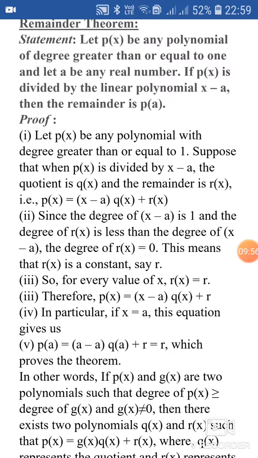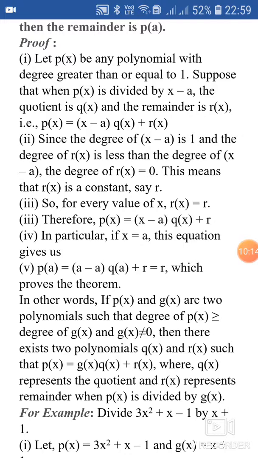If p(x) is divided by the linear polynomial x minus a, then the remainder is p(a). So here we have a polynomial p(x) with degree greater than or equal to 1, and p(x) is divided by x minus a. So the quotient will be q(x) and the remainder will be r(x). In general form it can be written as p(x) equals (x minus a) times q(x) plus r.